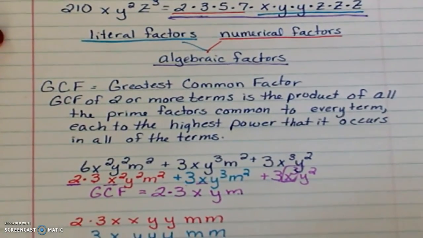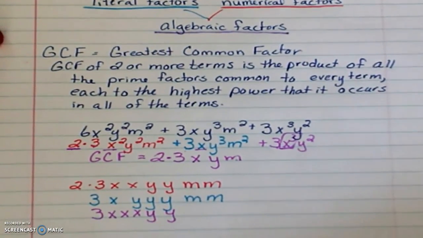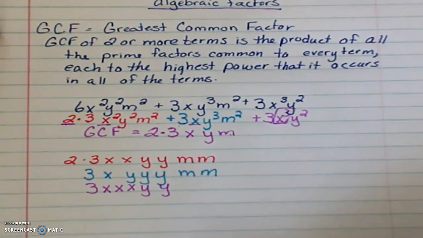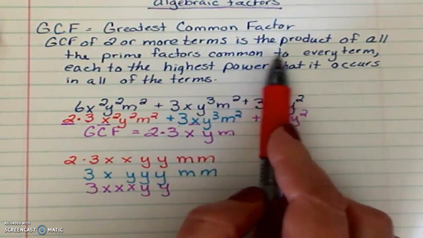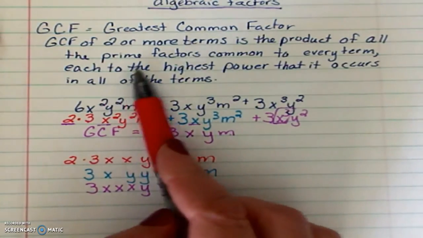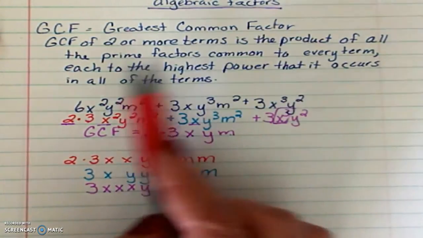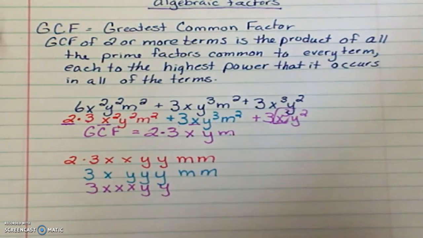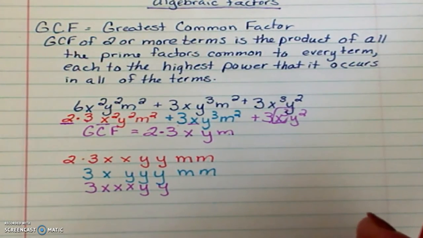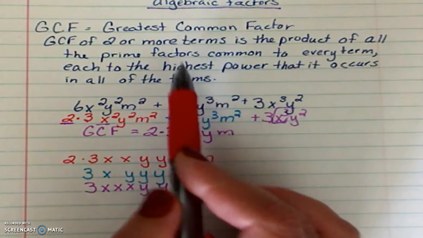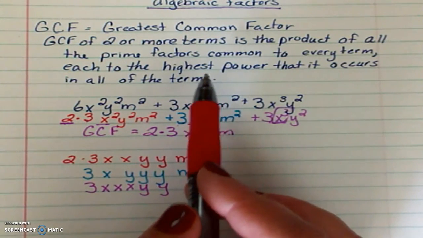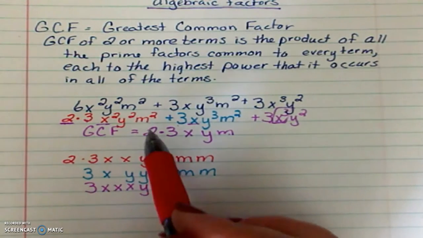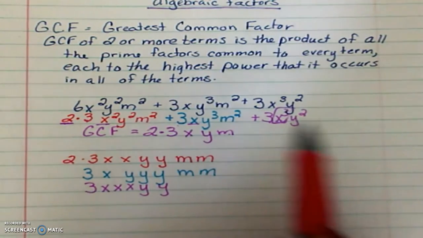So we want to be able to come up with the factors per term, and we want to find the greatest common factor. The greatest common factor of 2 or more terms is the product of all the prime factors common to every term, each to the highest power that it occurs in all of the terms. This is the wording that's in the book, but what I would be careful of is the least common factor. You want the smallest of each factor that occurs in every single term.